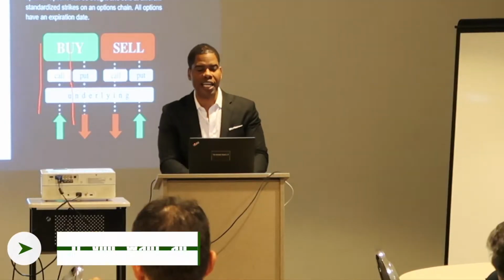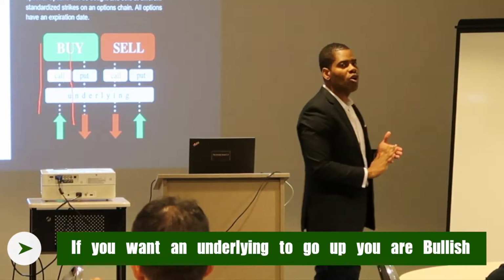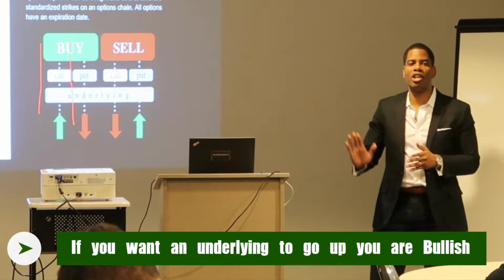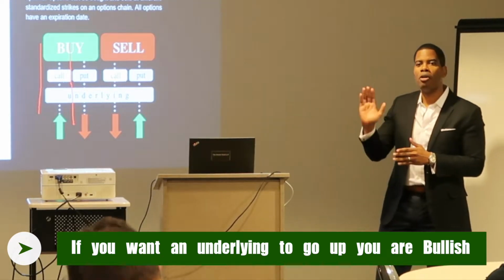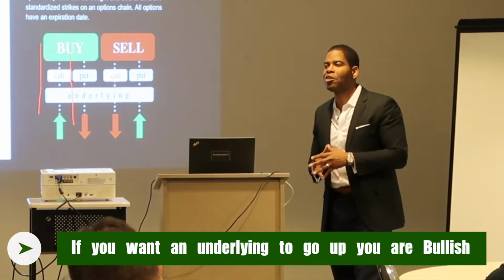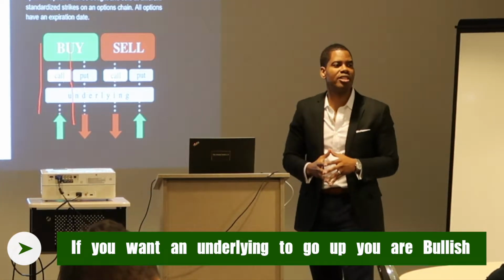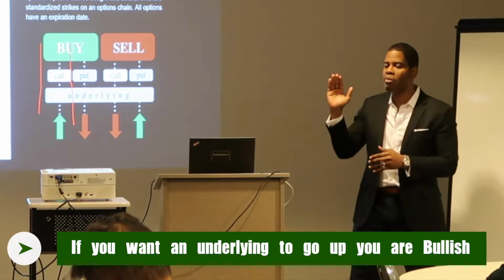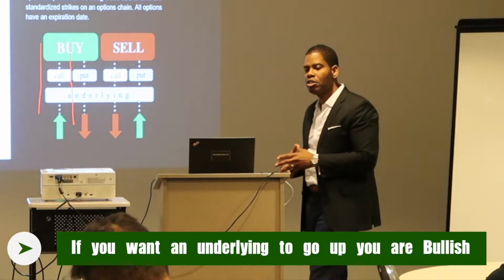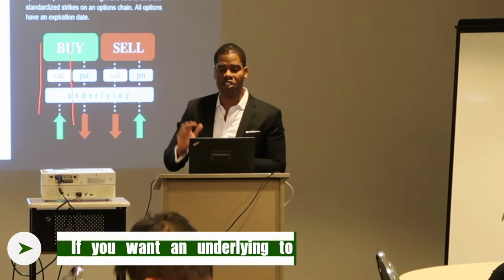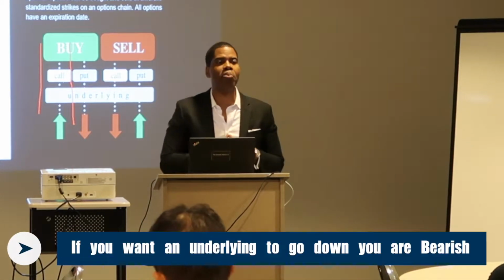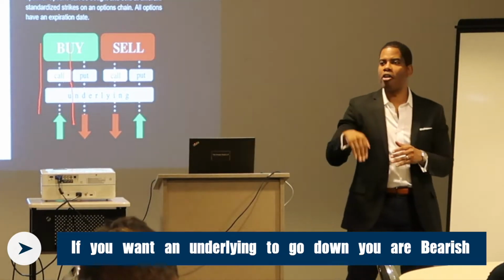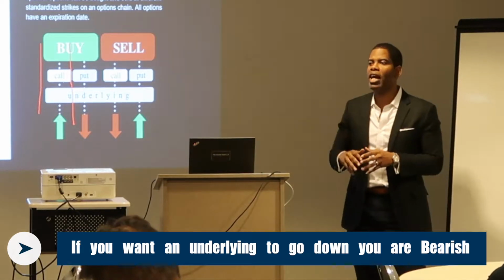And if you buy a call, you want whatever you're trading, it's called an underlying, or stock, whatever you're trading, you want it to go up. You are what is called bullish. You've probably heard the terms bulls and bears for Wall Street and so forth. Well, the bull means you want something to go up, and the bear means you want it to go down. So if you buy a call, you want it to go up. You are bullish. If you buy a put, you want it to go down. You are bearish.